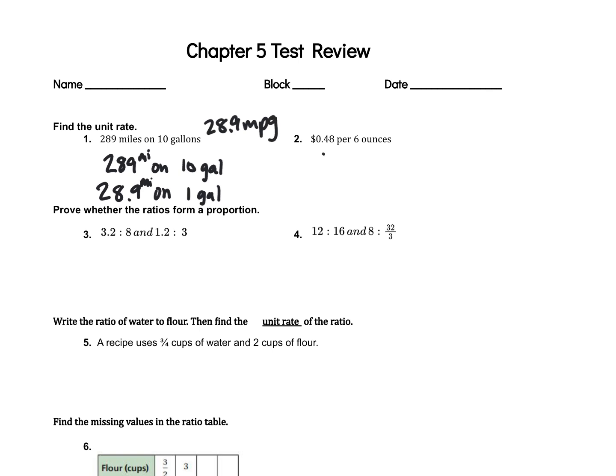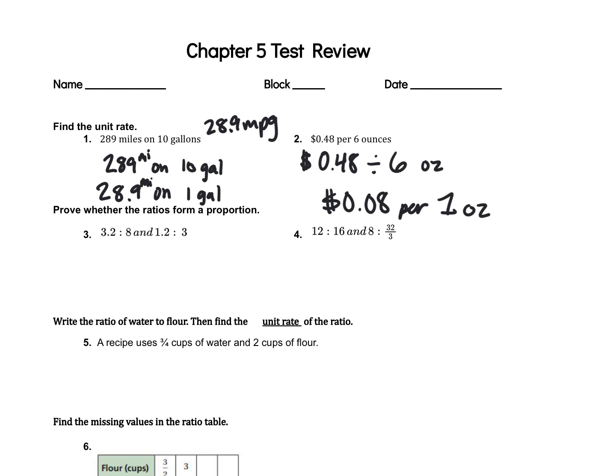Second one, again, I'm going to take my cost, 48 cents, and divide it by those 6 ounces. This is going to give me 0.08 per 1 ounce. Those would be my unit rates. Again, unit rates always compare to 1.